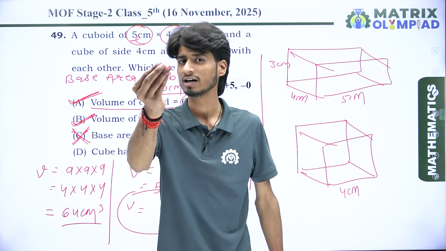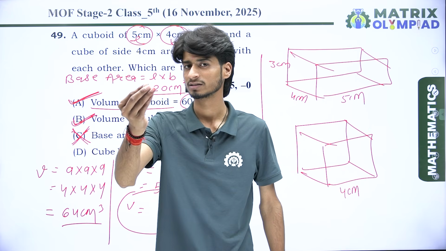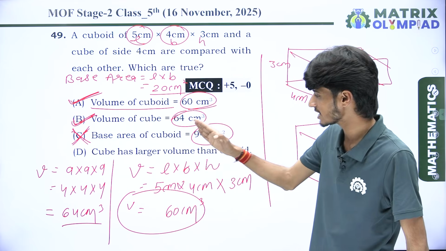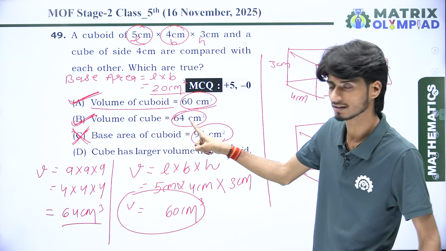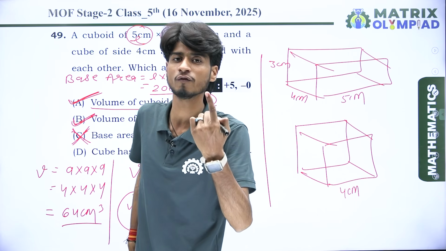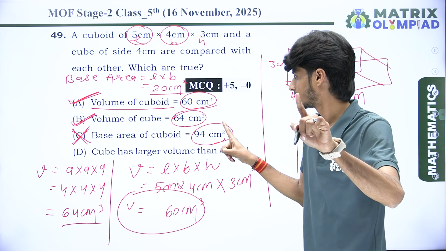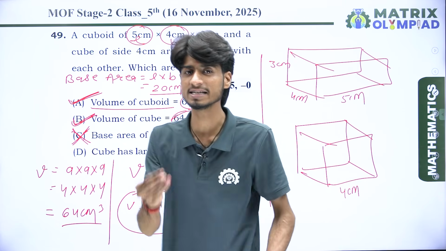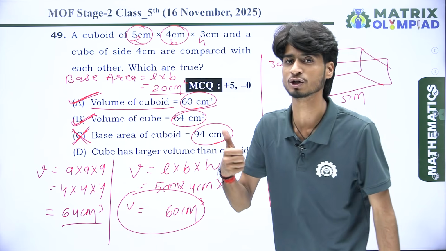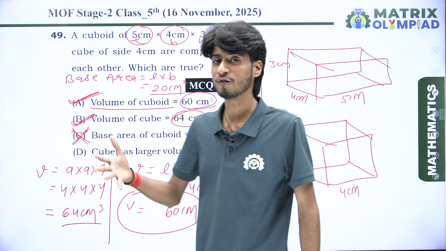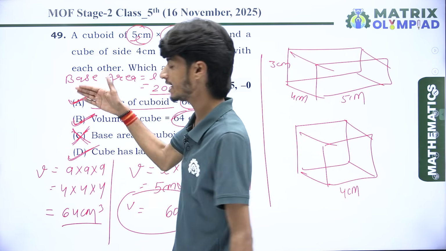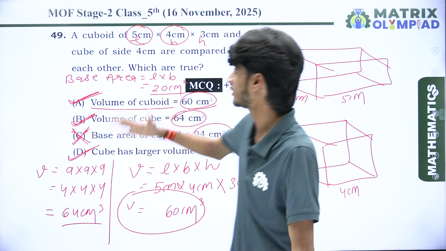Now we check the D part of this question. What does it say? Cube has larger volume than cuboid. You know very well, the volume of cube is 64 centimeter cube and the volume of cuboid is 60 centimeter cube. So that means the volume of cube is larger compared to the volume of cuboid. So it is also correct. That means A, B, D are correct options for question number 49.